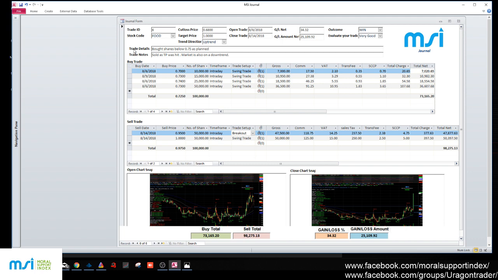Now, I had some data here, the trade details. Bought shares below 0.75 as planned. Trade note: sold as TP was hit. Market is also on a downtrend. Okay, so just some additional notes para ma-remind ko kung ano nangyari dun sa trade na yun.